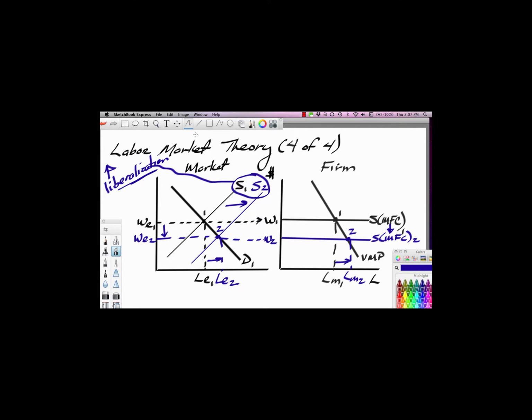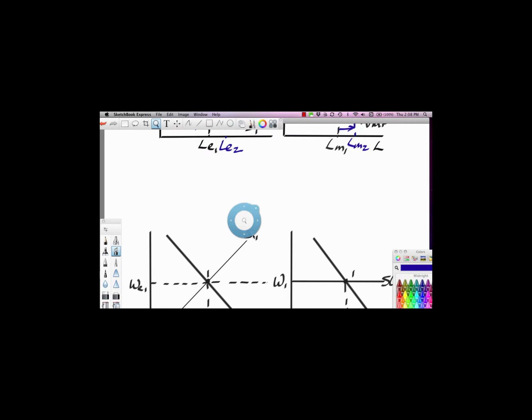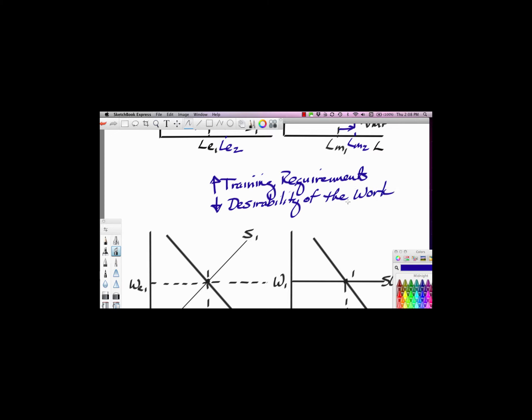I would like to look at a couple other factors that affect the supply curve for labor and therefore impact wage rates. One, anything that is going to increase training requirements is going to reduce the amount of supply of labor. And anything that decreases the desirability of the work will also reduce supply. So here are two factors that tend to decrease the supply of labor. So let's go ahead and graph this and show the effects.